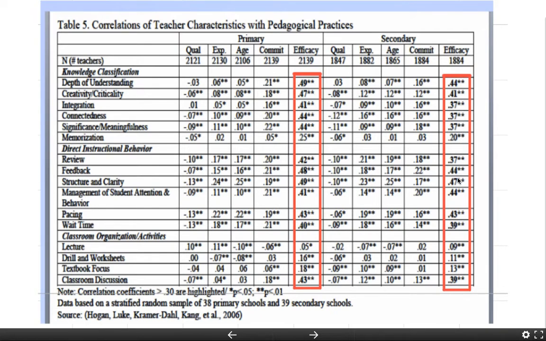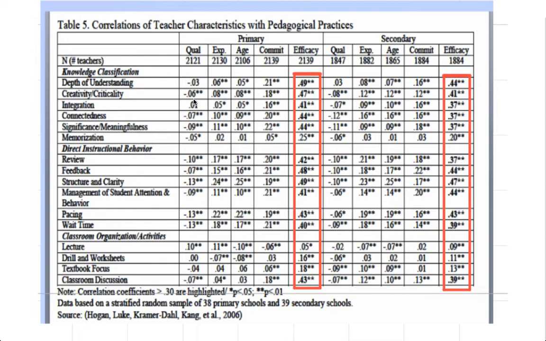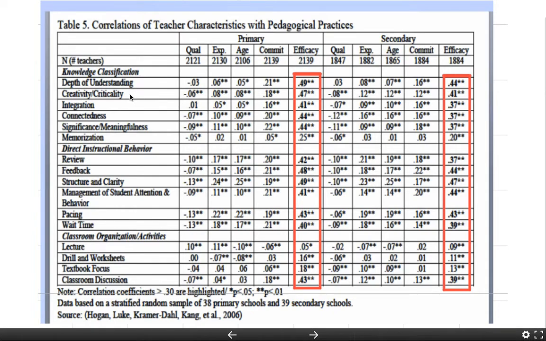The same story can be seen for secondary. And in fact, as some of you answered qualifications as the most important characteristic, if you take a look at, let's say, creativity and criticality, the data tells us that it's negatively correlated. This means that the more qualified the teachers are, the less they teach creativity and criticality. Interesting. Now, what this tells us is that efficacy is the most important characteristic in terms of teachers in order to become good teachers. This happens in Singapore, but it also happens around the world.